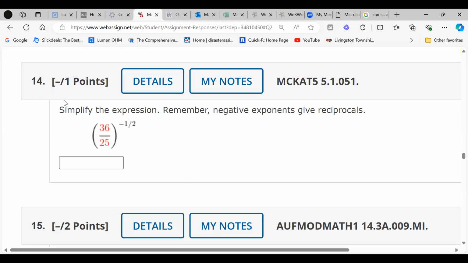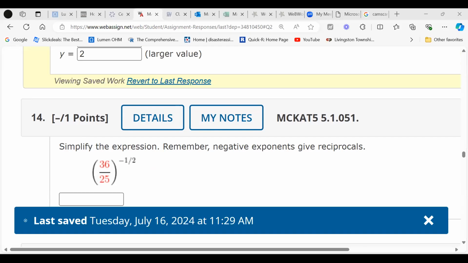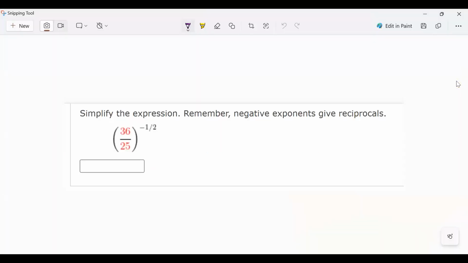Let's look at 14. Simplify this expression. So get rid of the negative sign first, using a reciprocal. A negative exponent gives us reciprocals.